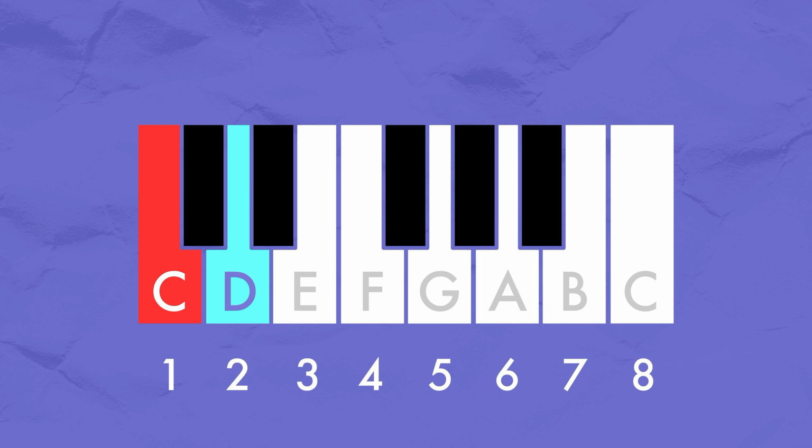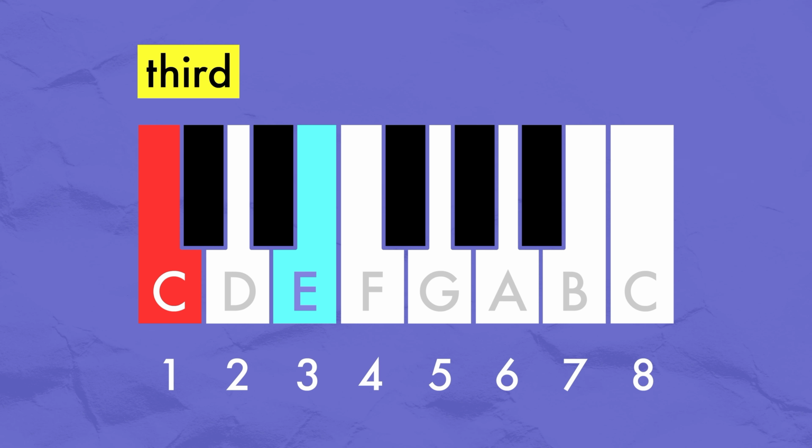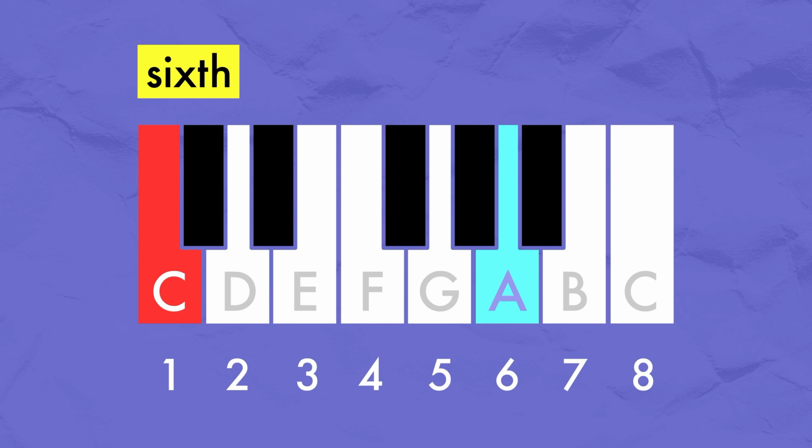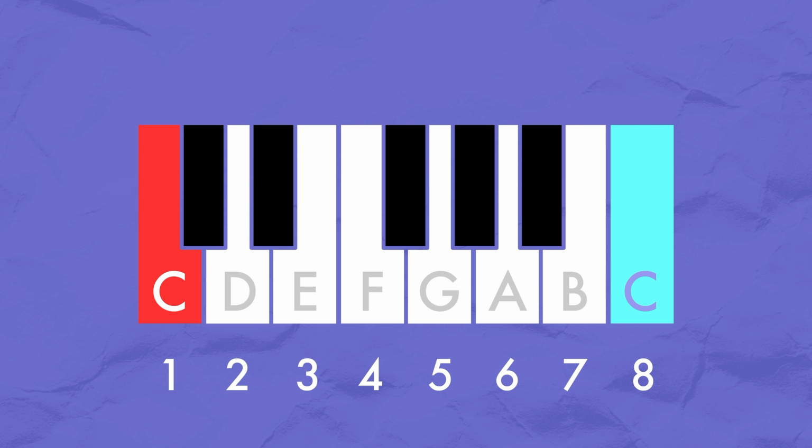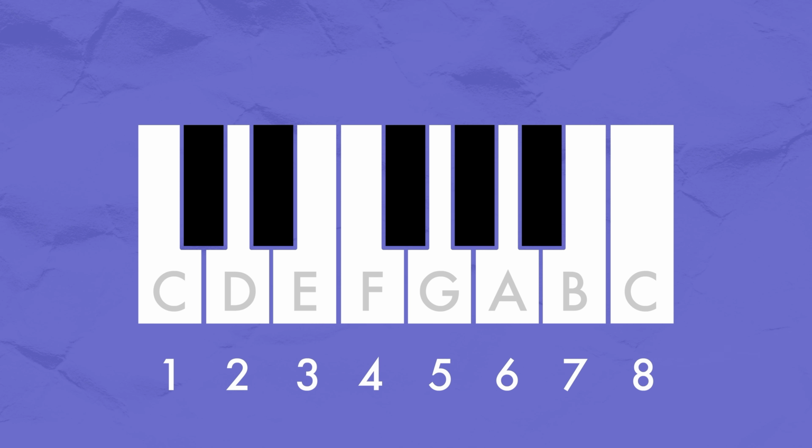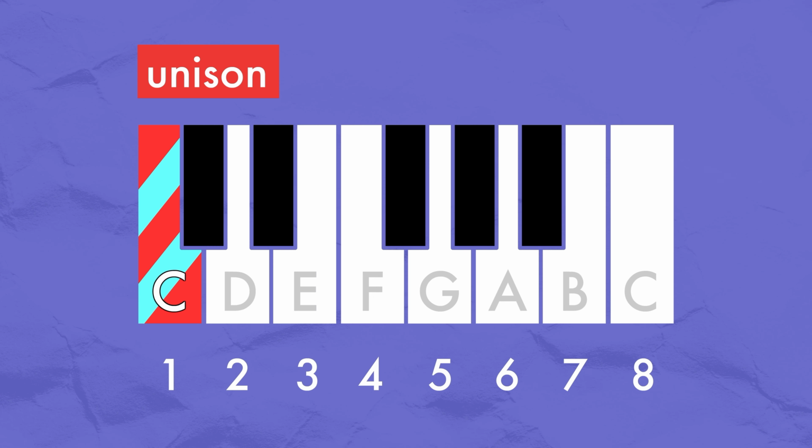C to D is called a second. C to E is called a third. C to F is called a fourth. C to G is called a fifth. C to A is called a sixth. C to B is called a seventh. And as previously mentioned, C to C is called an octave. And finally, a more special case: if the second note is the exact same C, the distance between them is 0, and we call this interval a unison.